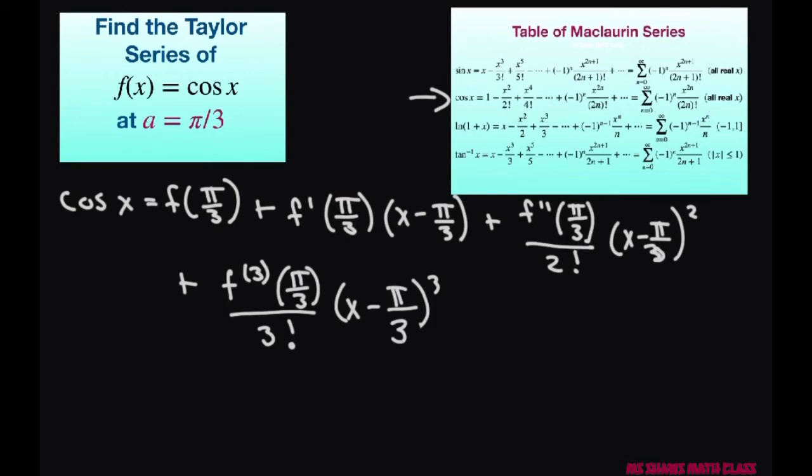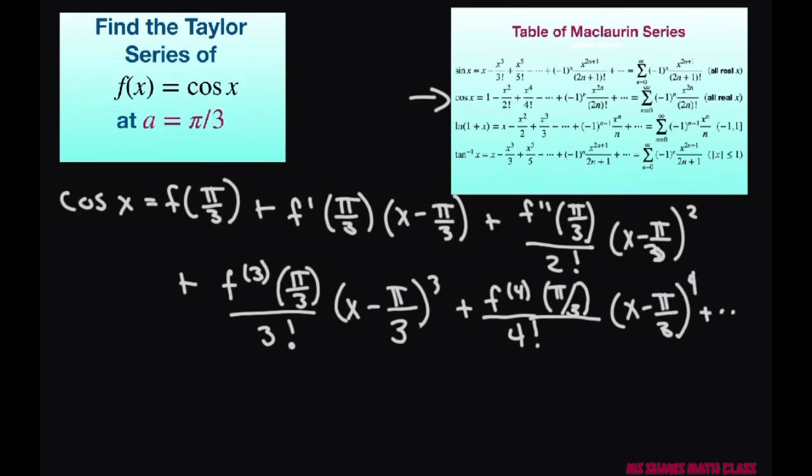And then plus our fourth derivative divided by 4 factorial of π/3 times (x − π/3) to the power of 4, plus, and it continues on. It's just going to repeat after that.